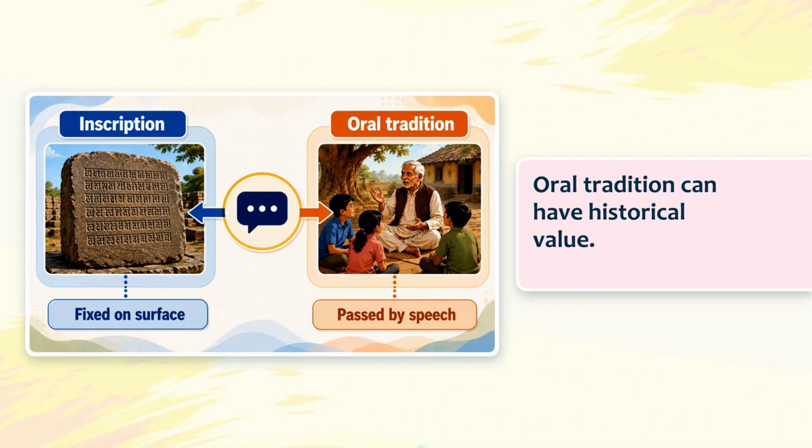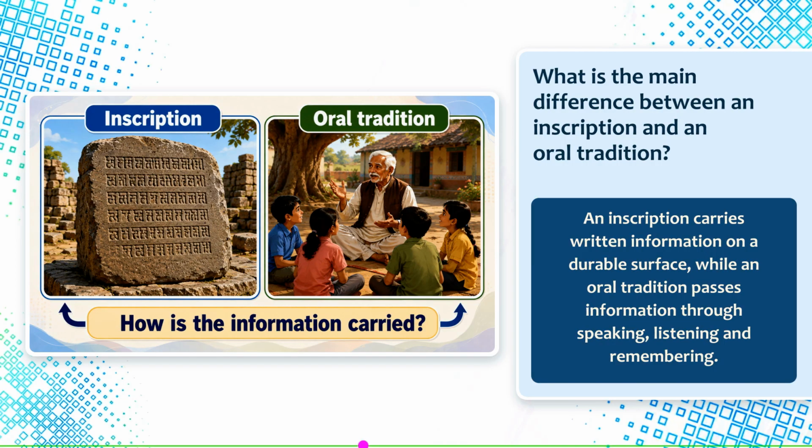The comparison also corrects a common mistake. Oral tradition can have historical value. Spoken transmission is a different source form, not an empty one. Use the shared criterion beneath the 2 panels. What is the main difference between an inscription and an oral tradition? The left and right panels carry information differently. An inscription carries written information on a durable surface, while an oral tradition passes information through speaking, listening, and remembering. The difference is the form of transmission.